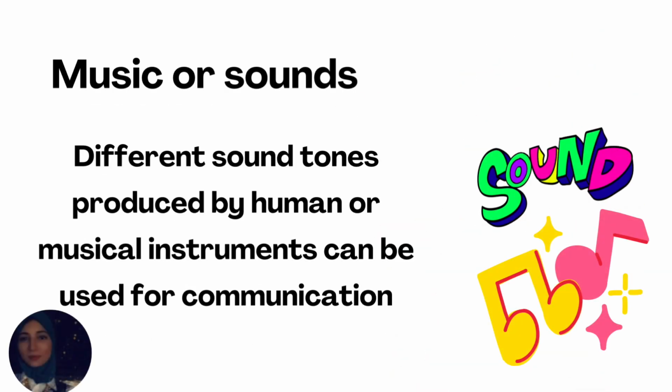Also, another example for codes is music and sounds. Different sound tones produced by humans or musical instruments can be used for communication by transferring information, as the different voices of humans and the different sounds of musical instruments can be a way for communication and transferring information. So those are codes because they are patterns that have meaning.